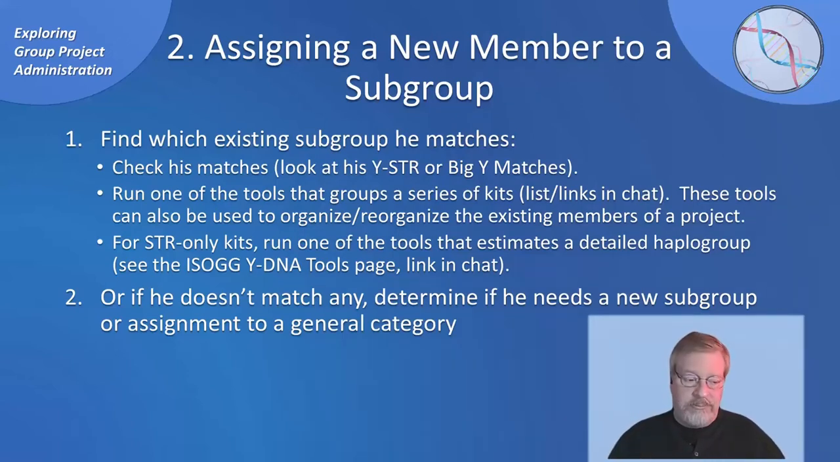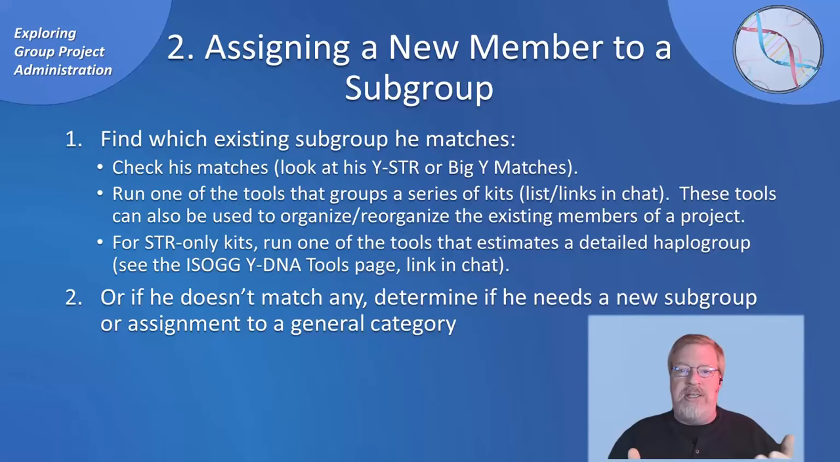out which one. The easiest way is probably if they've given you at least limited authority to their kit, as soon as they join the project, to open up their kit, their account information, go into their kit and take a look at their Y-STR matches or their Big Y matches if they have them, and see who they match, right? So if they match John Smith, Zechariah Smith, and Henry Smith, who have all tested, you go look and see, well, John Smith, Zechariah Smith, and Henry Smith are all in my group 2.10. Great. Well, this person probably belongs there too.